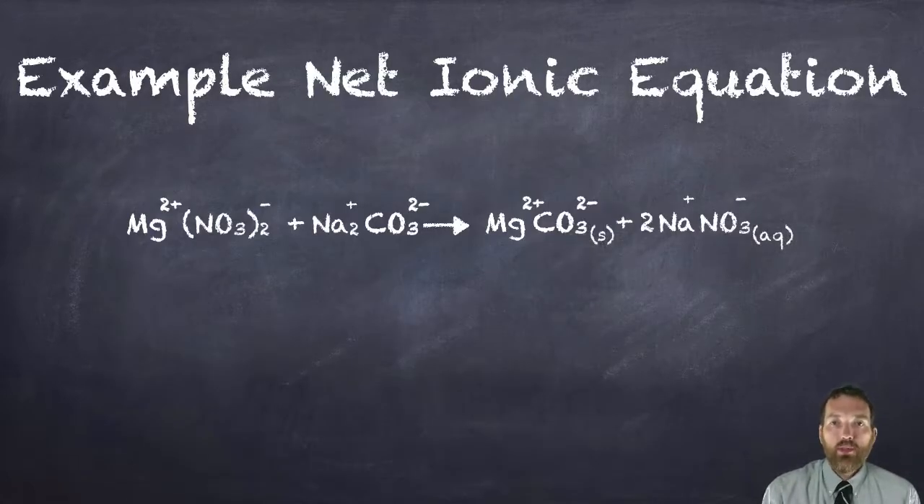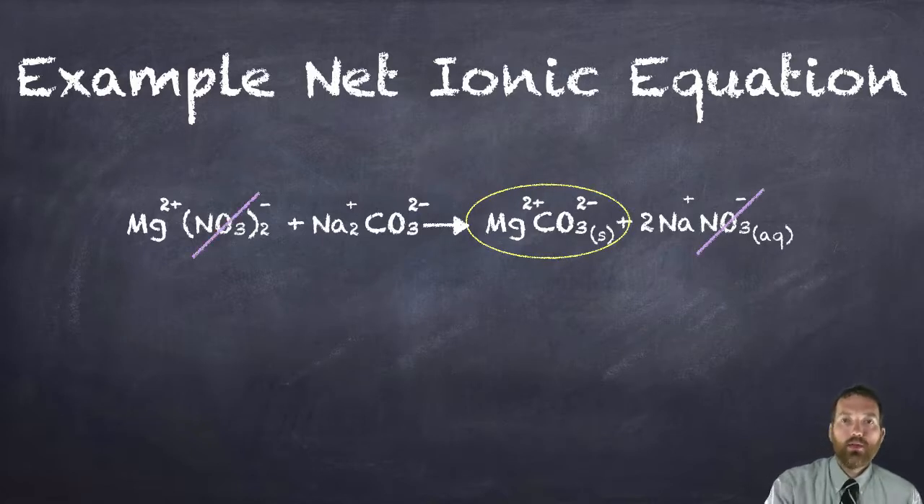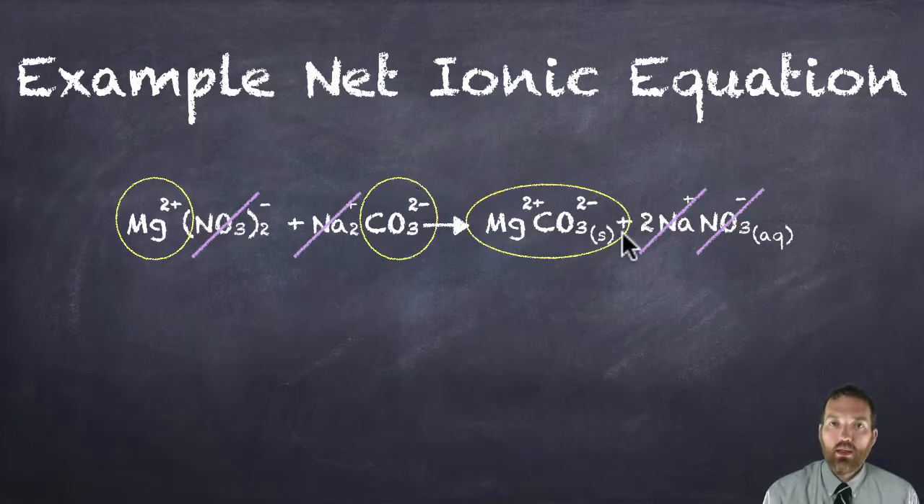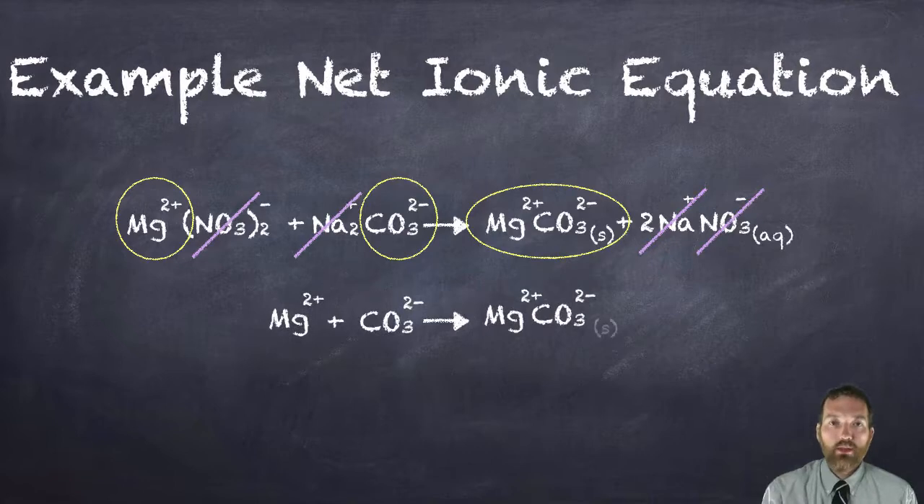Okay, so now that I know that MgCO3 is my solid, I can do my next step, which is to cross off my spectator ions. That is nitrate. Neither nitrate went into making my precipitate, and sodium. Neither sodium went into making my precipitate. I used a magnesium ion and a carbonate ion to make my magnesium carbonate precipitate. So I just combine those together into one equation, and I'm done. There's my net ionic equation: magnesium plus carbonate makes magnesium carbonate.